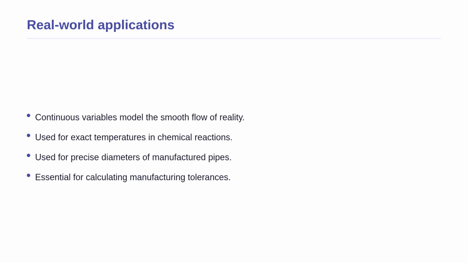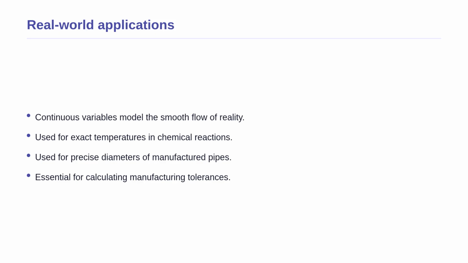This brings us to why this matters in the real world. Continuous random variables are the absolute backbone of modern engineering, science, and finance. Whenever we measure something in the real world, like the exact temperature of a chemical reaction, the precise diameter of a manufactured pipe, or the exact time a stock price hits a certain level, we are dealing with continuous data.